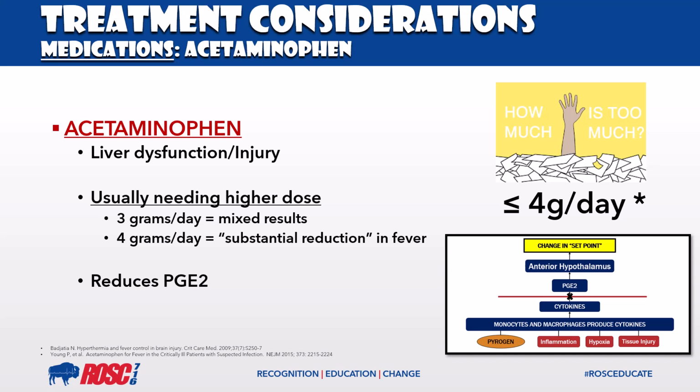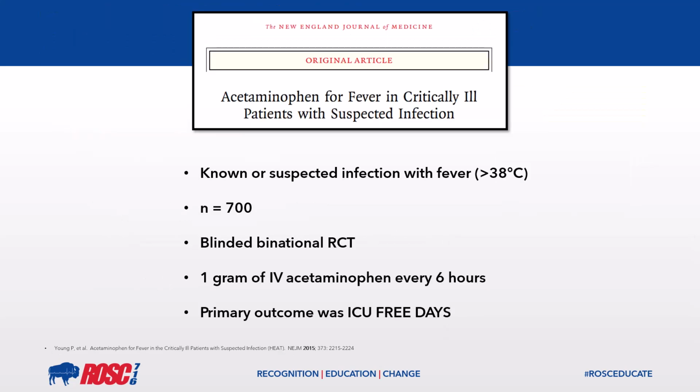treat fever. And despite billions and billions of doses of acetaminophen, we don't exactly understand how it works, but we know overall it reduces prostaglandin E2. Again, if we reduce prostaglandin E2, the anterior hypothalamus isn't stimulated to change the set point to increase the temperature. A more recent paper on acetaminophen was done in 2015: Acetaminophen for fever in critically ill patients with suspected infection. This was termed the HEAT trial.